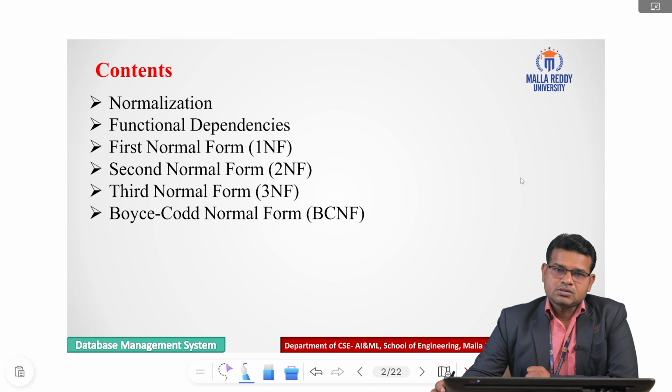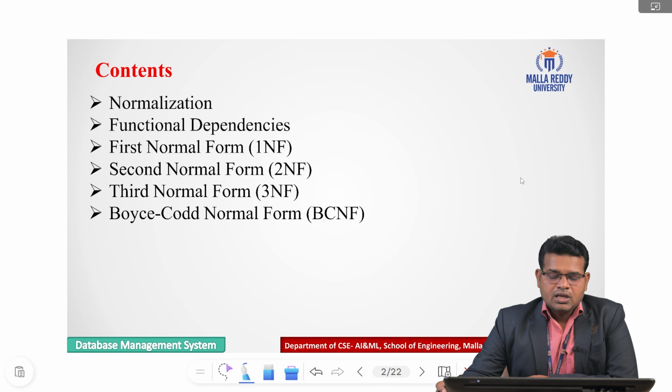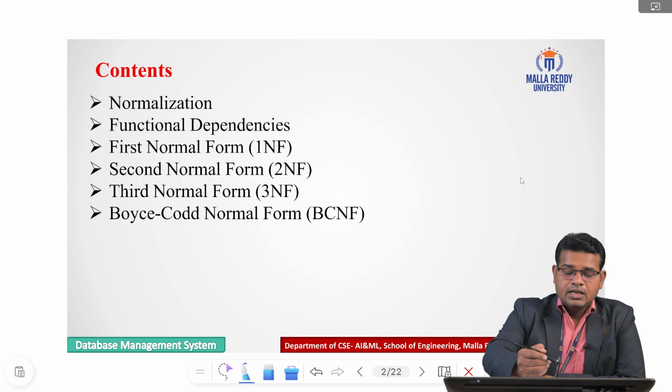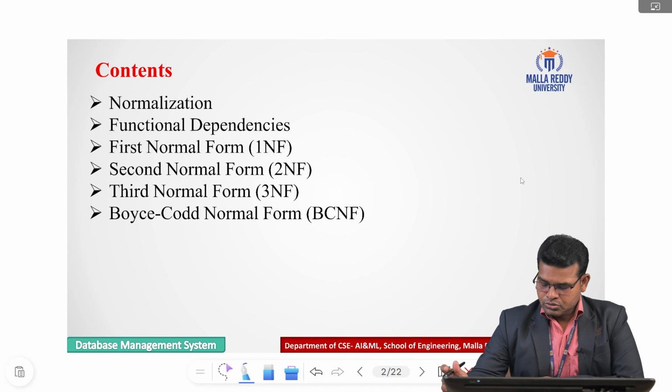Functional dependencies. What is functional dependency, what are the different types of functional dependencies, and how it is related to normalization. And then we'll go to first normal form, second normal form, third normal form and Boyce-Codd normal form. There are some more normal forms, but since most applications frequently use these four normal forms, we'll be discussing only these four in today's class.